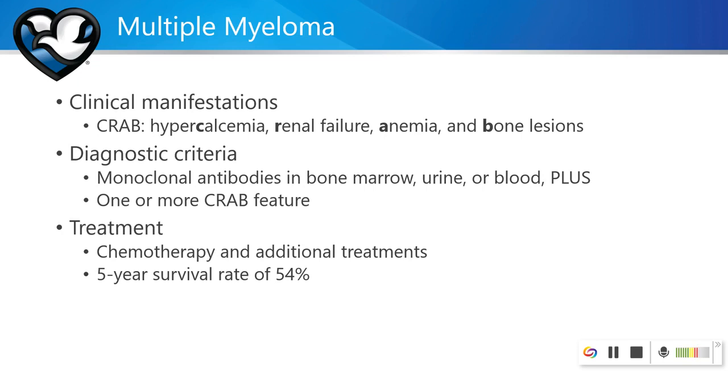Multiple myeloma is not considered curable, but chemotherapy improves remission rates, and other treatments include corticosteroids, stem cell transplant, radiation, and biologic therapy. The overall 5-year survival rate is 54%.